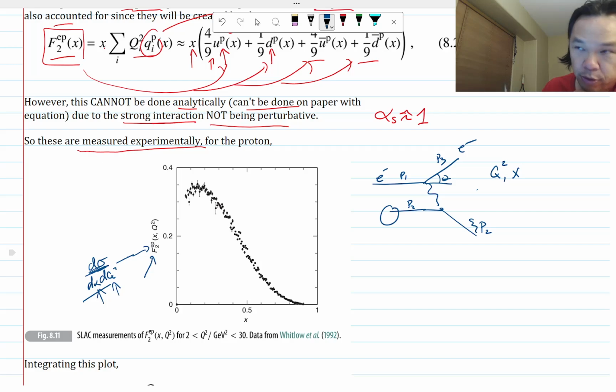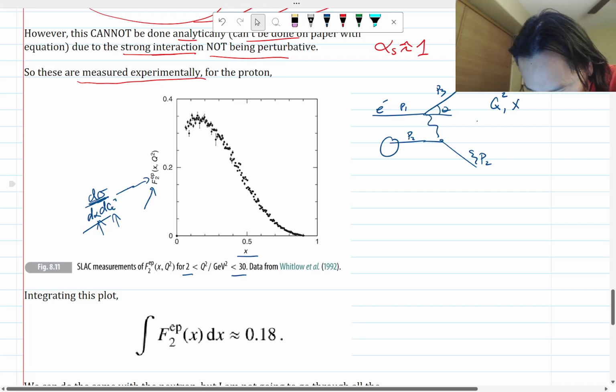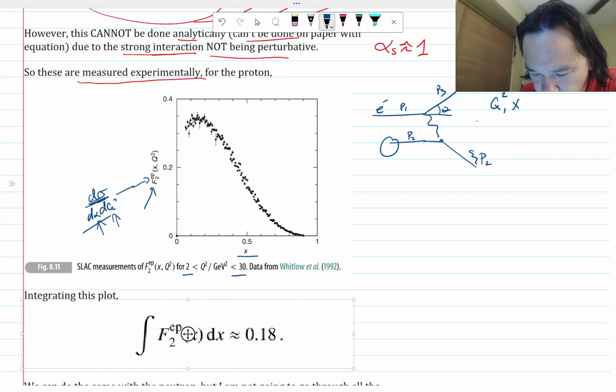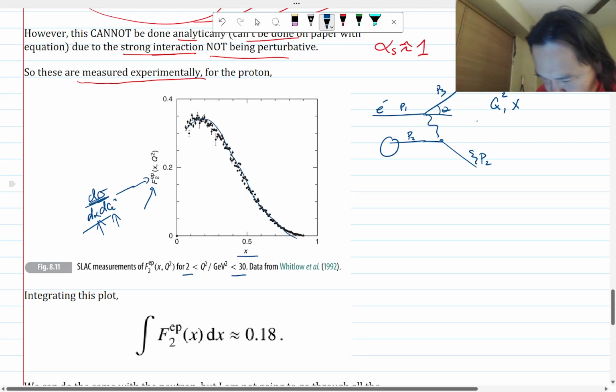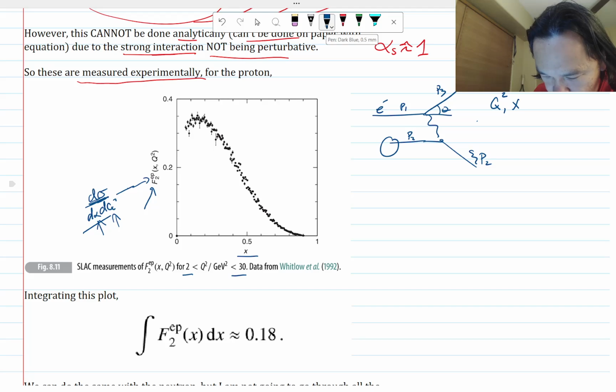And since this is proportional to the cross section, it's proportional to the rate of the event that you're going to get out of it at these particular x and q square. If you plot, you can take this measurement as a function of x, and the q square is going to be kept between 2 to 30. What happened is that you can actually find that it has a function like this. Let's just interpret what these data points mean, make sure this makes sense.